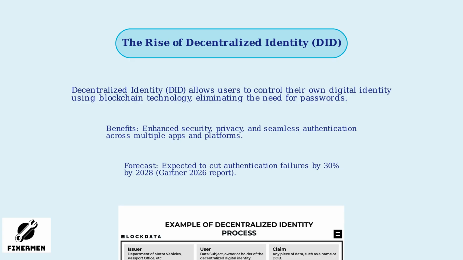Gartner forecasts that DID could reduce authentication failures by 30% by 2028. In the DID process, issuers provide verifiable credentials to users, who can then present them to verifiers. The blockchain registry confirms the signatures, ensuring trust without centralized control.